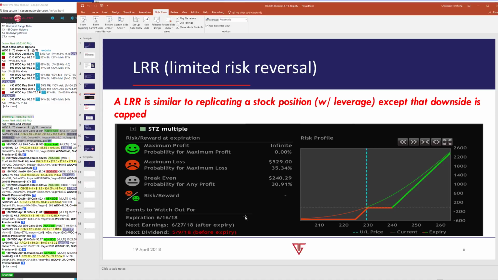A bearish risk reversal is the opposite. You're selling calls and buying puts. There you have unlimited risk, because the stock could, of course, go to infinity and beyond, and your profit is capped all the way down to 0 for a bearish trade. So that's what a risk reversal is, and that's important.